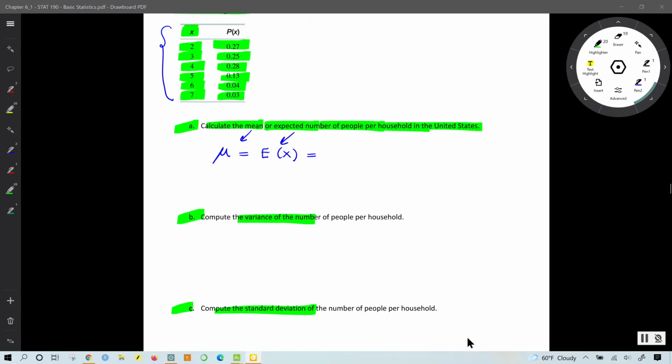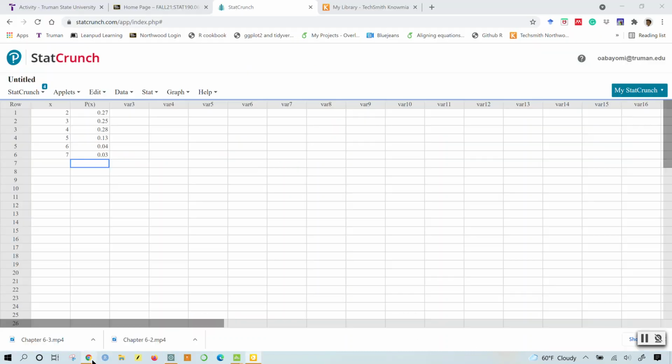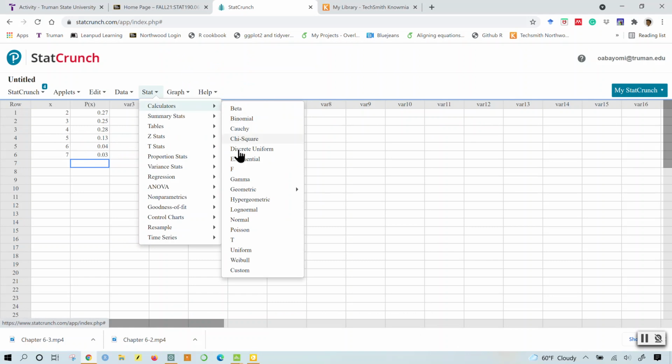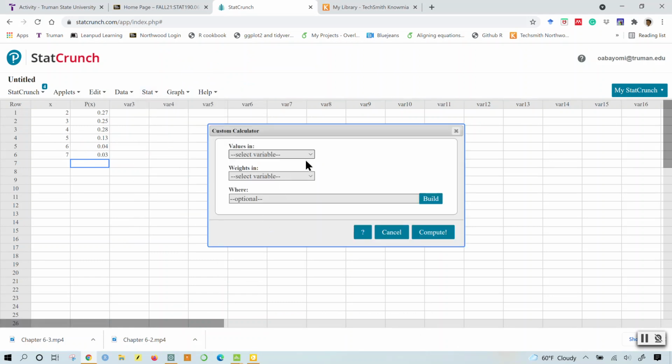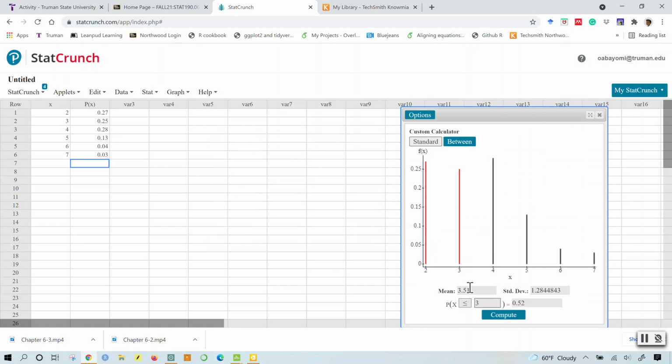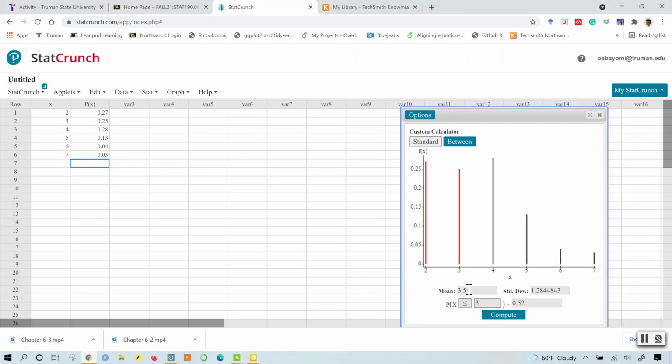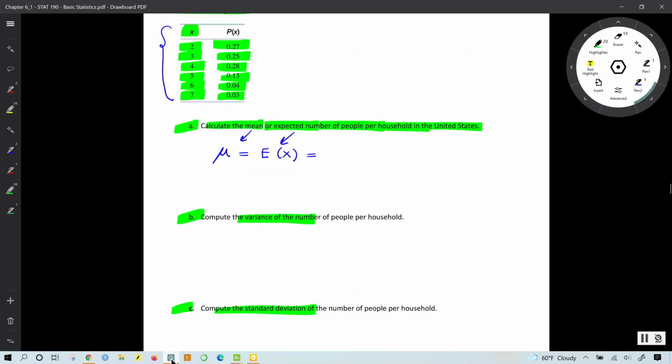So I am going over to StatCrunch. Here I am in StatCrunch, and I have the data values. I'll go to Stat, Calculators, and down to Custom. I'll put my values in X, weights in probability of X, and compute. And I have the mean and the standard deviation. So I'll take that back to my working bench. Here I am in my working bench. I can see that the mean is 3.51, so I'll take that back here.